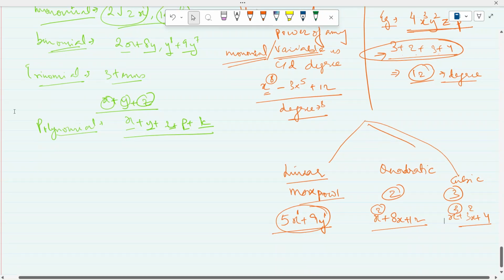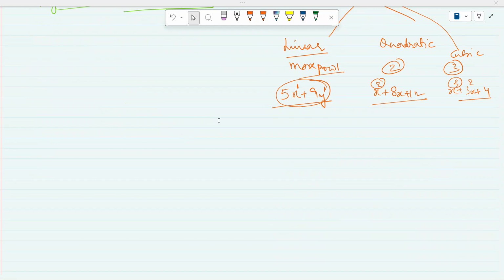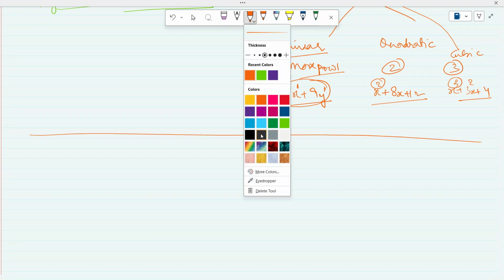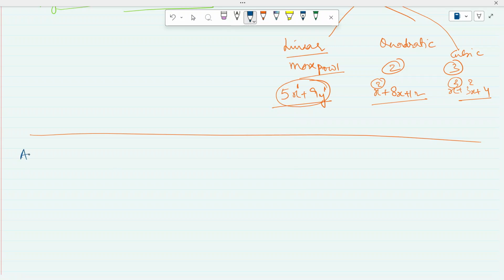Next we will see something in mathematics which we call an equation, an equation in one variable.